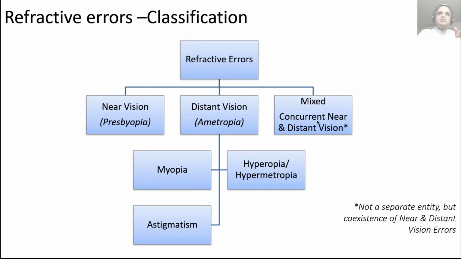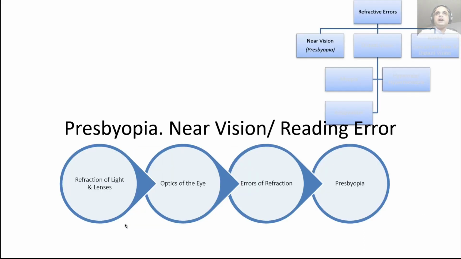We'll not talk about it as a separate entity, because as we talk about these refractive errors, both of these coexist, and they would coexist because fundamentally of the age of the patient, as we'll see. So distant vision errors could be myopia, hypermetropia, hyperopia, they're the same thing, and astigmatism. And we'll just talk about them one by one. We'll start off with near vision error first.